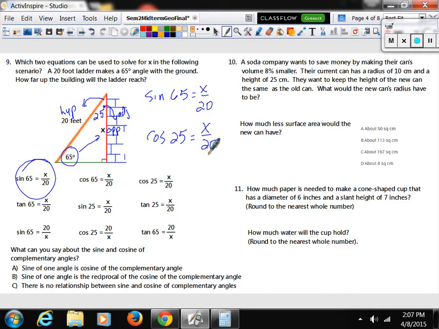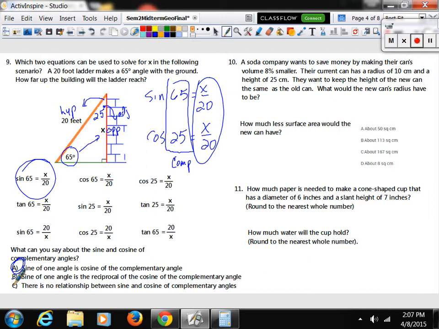It says, what can you say about the sine and the cosine of complementary angles? And this tells us they're both the same. They're both x over 20. So the sine of one angle is the cosine of the complementary angle. That had to be it right there. The sine of one is the cosine of the other. The sine of one complementary angle is the cosine of the other complementary angle.